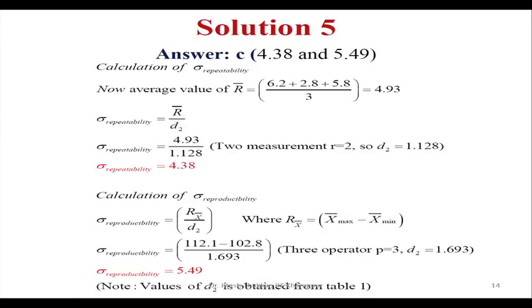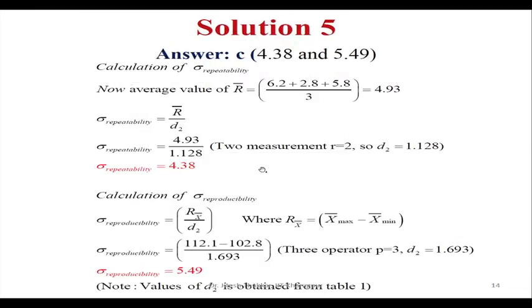You can compute sigma reproducibility. The expression is Rx double bar divided by D2, where Rx double bar is equal to x bar maximum minus x bar minimum. Putting the values in the expression, you will get sigma reproducibility 5.49, and again the value of D2 for 3 is taken from the suggested table.